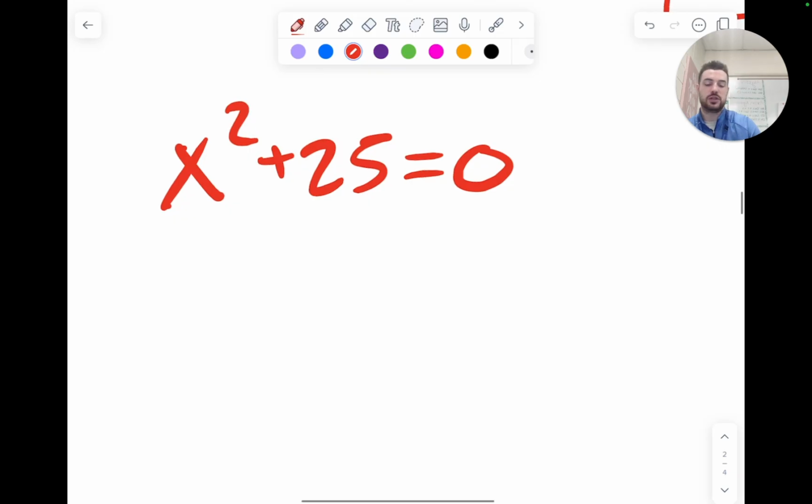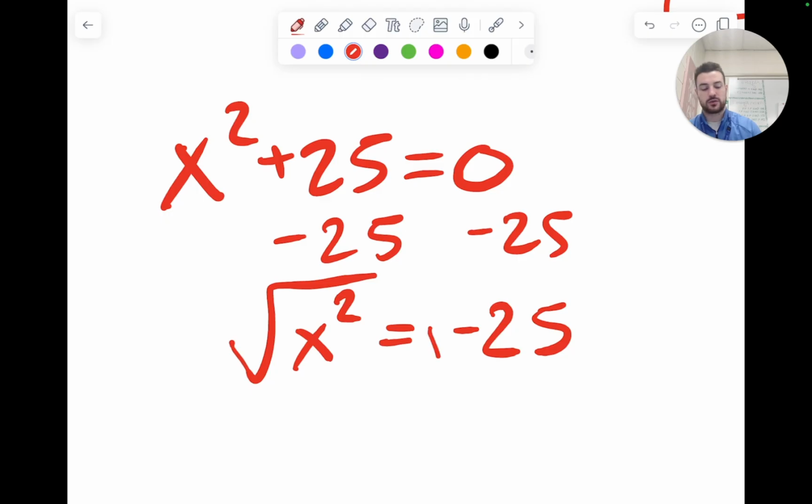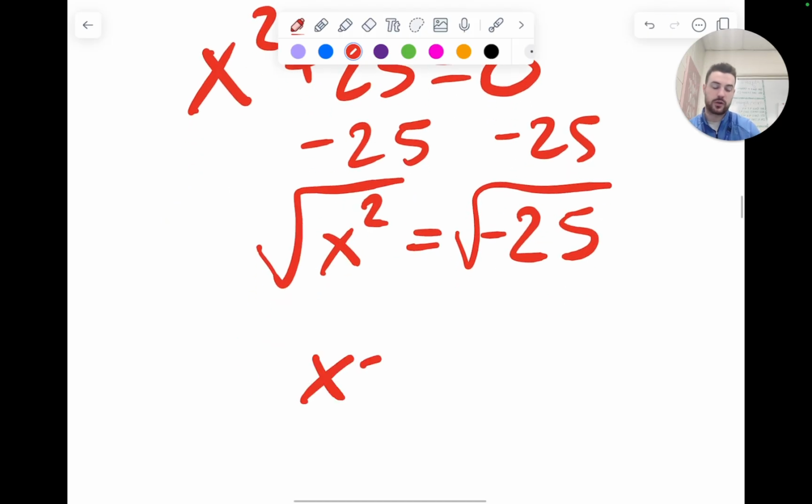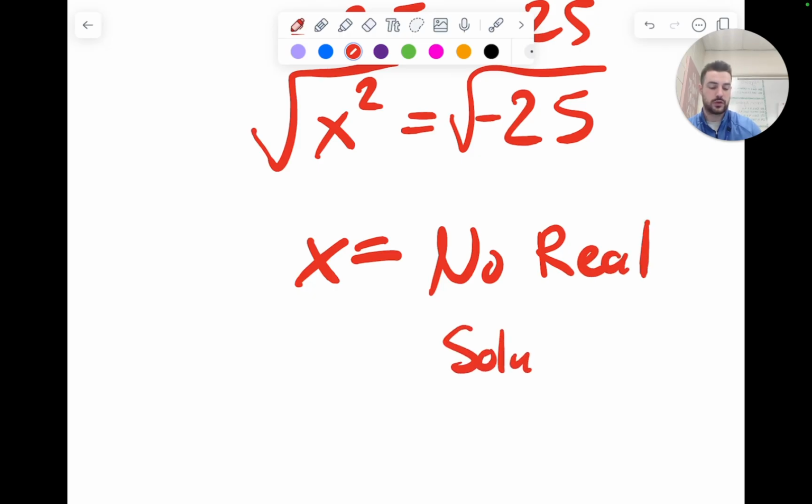Now in this situation here, I would go ahead and move my 25 over, and we get x squared equals negative 25. If I take the square root of both sides, we get x equals, well, if you try to take the square root of a negative, you do not get any real solutions. So right now, what we're going to say is no real solutions.